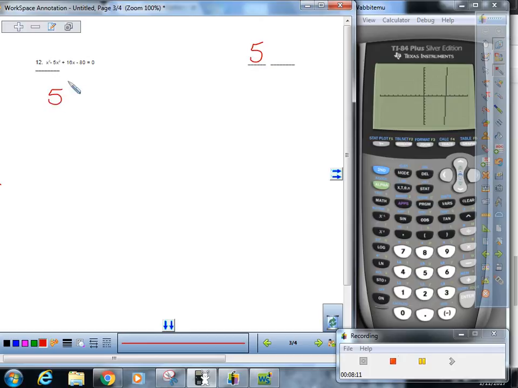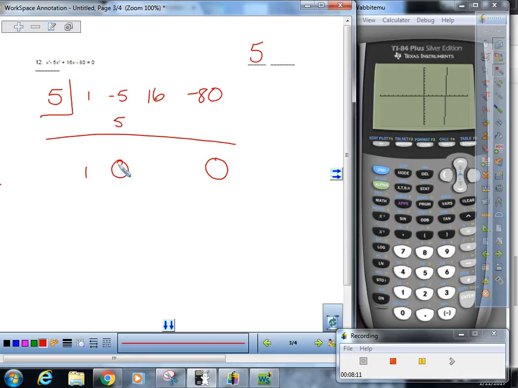So if you have a 5, and then we write down a 1, a negative 5, a 16, and a negative 80. Make some space, bring down the 1. Remember, we better get a 0 there or we're doing something wrong. Good. Okay? So what we have left is x squared plus 0x plus 16.